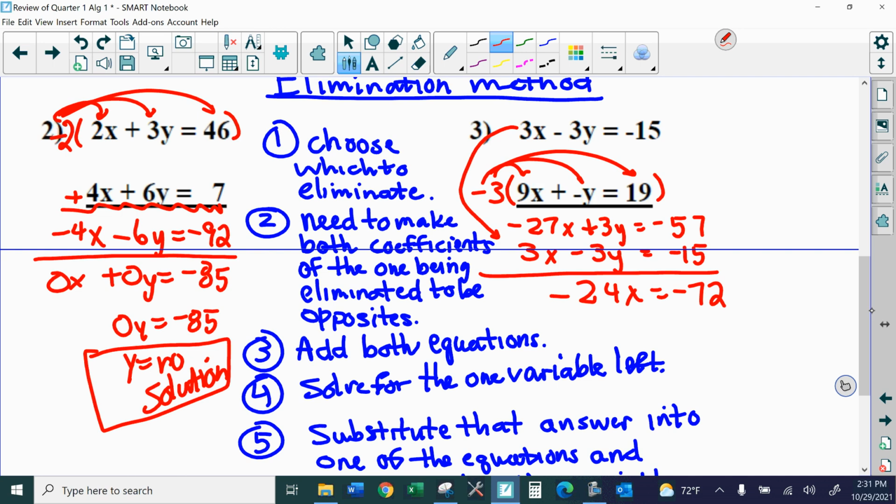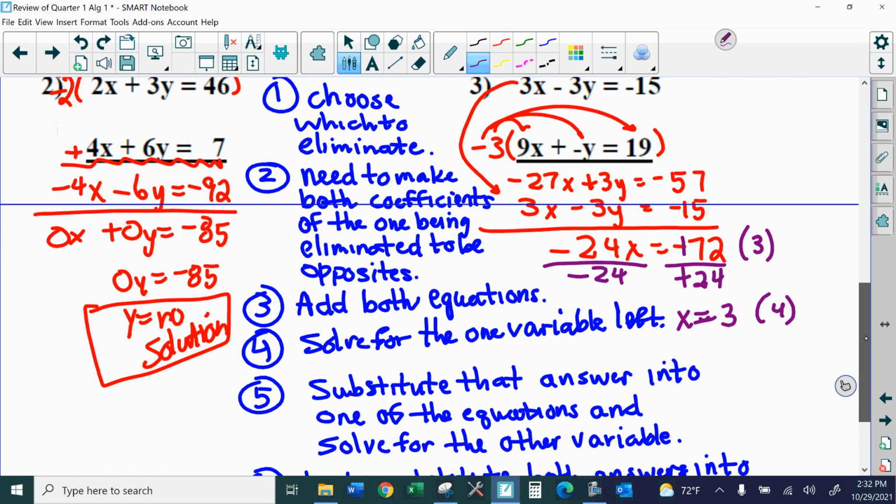That's step 3. I'll put that right there, step 3. Now we're in step 4, solve for the one variable left. Notice there's only one variable left, x. How do I solve that? Divide each side by negative 24. And then I get x. Now you get to remember, negative divided by negative is positive, and 72 divided by 24 is 3. So I solve for the variable left. That's step 4.